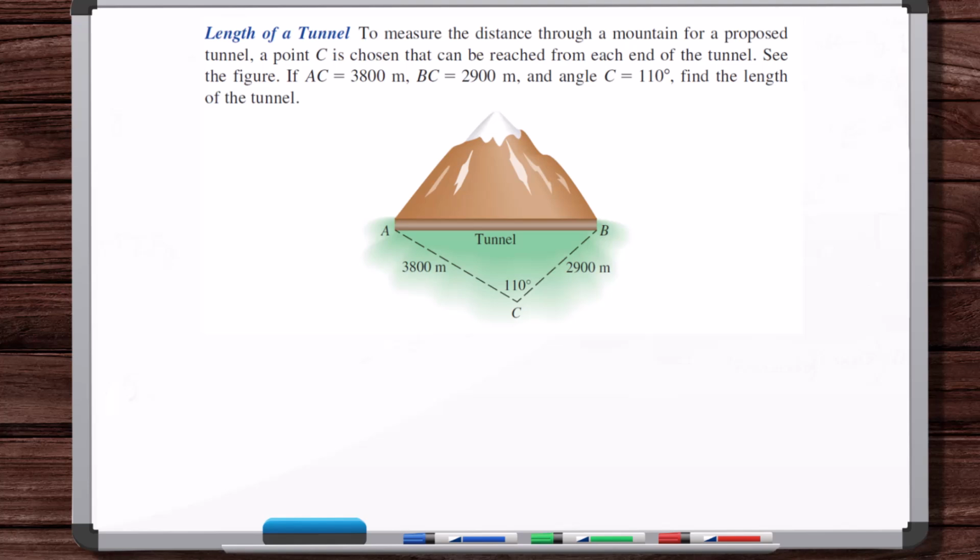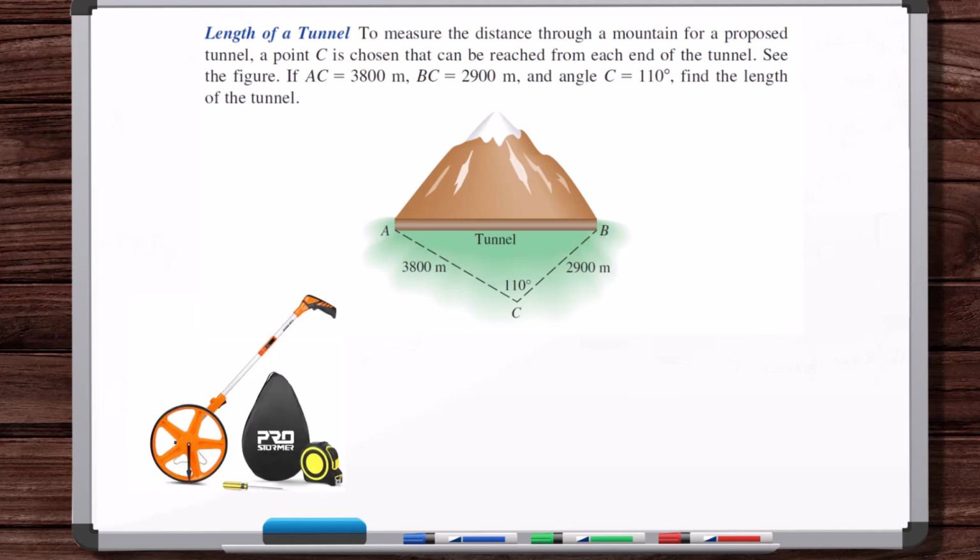Like I mentioned in another video, they've got these roller length measures. You walk on the ground and it rolls and tells you the total length that you've walked. But you can imagine you can't just walk along the side of the mountain right here. It's obstructed. This is just a simplified drawing.